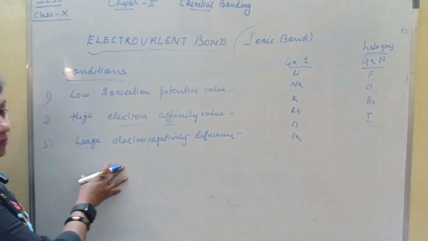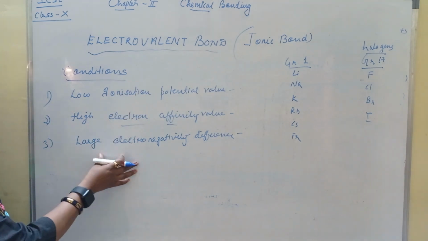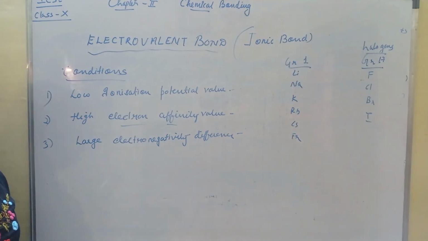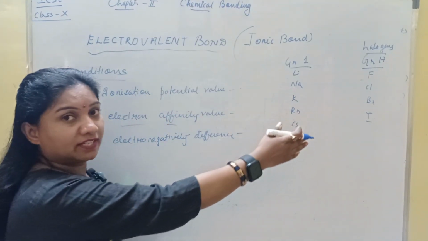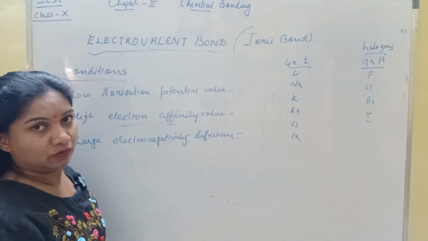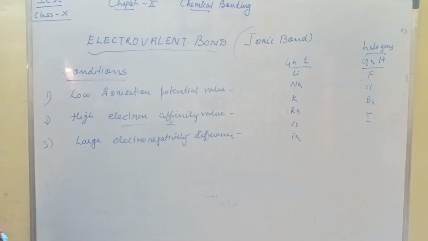ठीक है, तो अभी आपको इतना समझना है कि in the formation of electrovalent bond, large electronegativity difference should be there. ठीक है. ग्रुप 1 एलिमेंट्स जनरली ग्रुप 17 एलिमेंट्स से they combine and form compounds because of large electronegativity value difference. So these are the conditions.